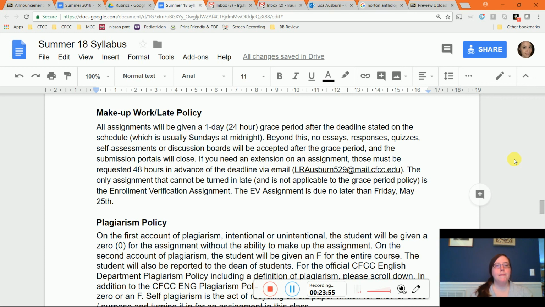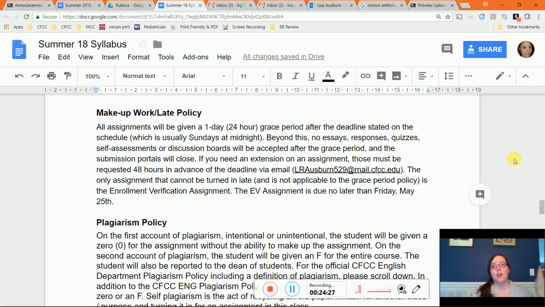Let's see. Make up work late policy. This is probably the most important policy, the strictest policy that I have this semester. It's the summer and this class is going to go by really quickly and it's all discussion based. Those are the reasons why my policy is what it is. If you've taken a class with me in the past and know that my late policy has been a little bit more lenient than this, the reason is that this class has to be discussion based, and I just don't think that we will be successful if my policy is any more lenient than this.